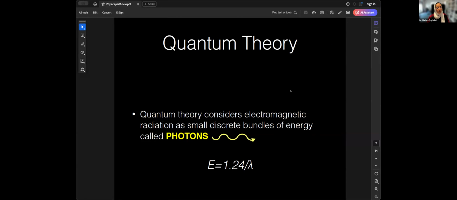We can never talk about electromagnetic waves or energy without talking about quantum theory. Quantum theory considers the electromagnetic radiation that we just talked about as small, discrete bundles of energy called photons. Okay, so we're going to use the word photons a lot in the next little while. So what are photons? They're basically small bundles of electromagnetic energy that have a certain energy and a certain wavelength, okay?